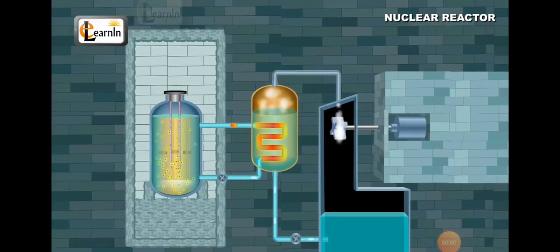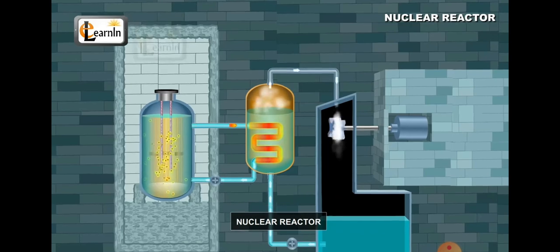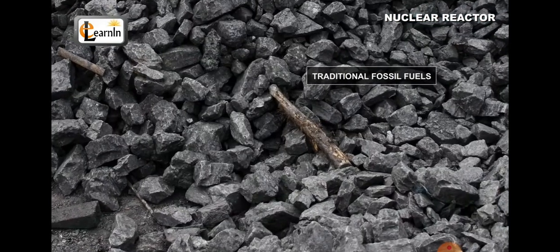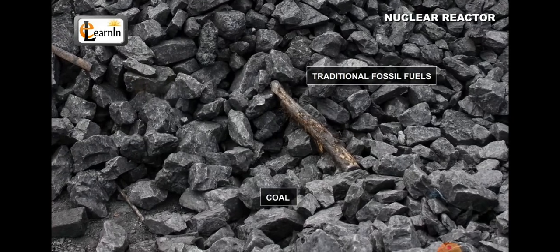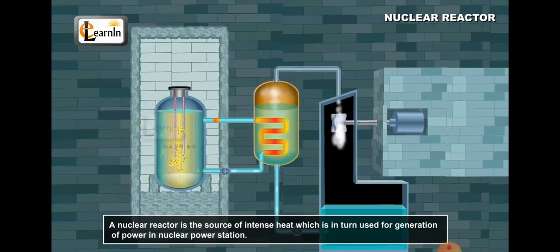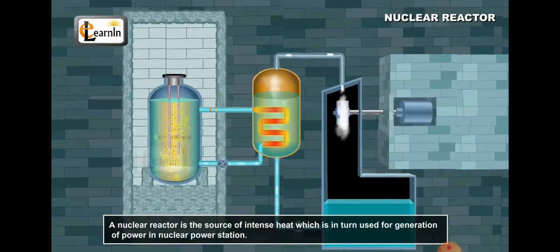Going to learn about the nuclear reactor. Nuclear reactors are the modern-day devices extensively used for power generation, as traditional fossil fuels like coal are at the brink of extinction. A nuclear reactor is the source of intense heat, which is in turn used for generation of power in nuclear power stations.